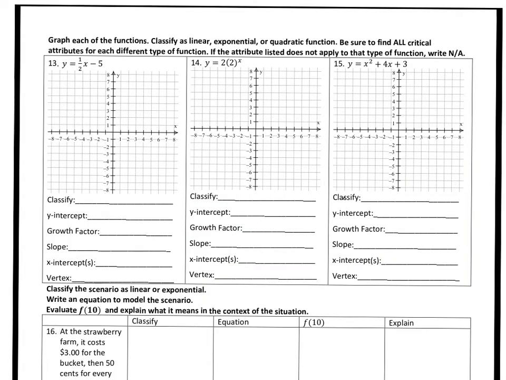Okay, second page. Graph which one, and you have to figure out all the important information. Well, number 13's got to be a line because it has an exponent of 1. We'll start with the classification. It's linear. Y-intercept is always that constant, so it's negative 5. The growth factor, a line does not have a growth factor. It does have a slope, though, which is 1/2. X-intercepts, we'll have to figure it out. There's never a vertex for a line.